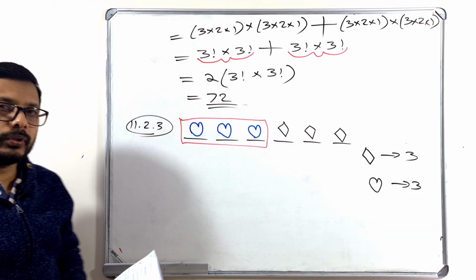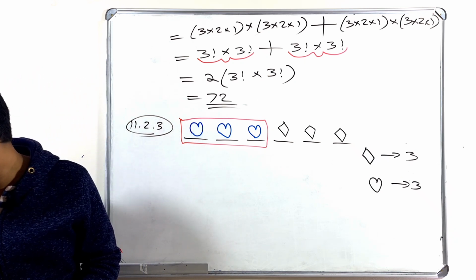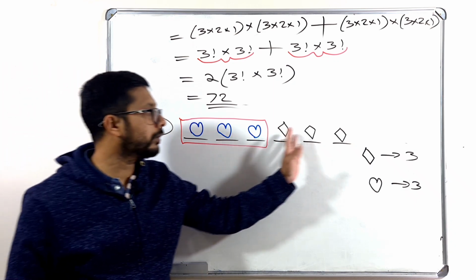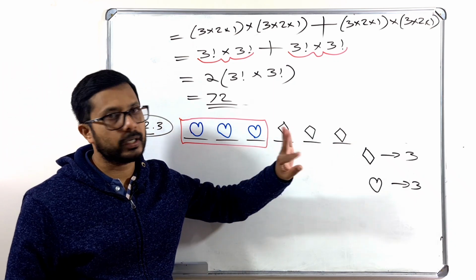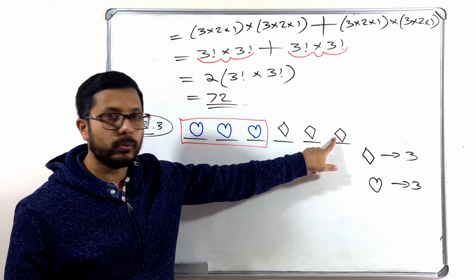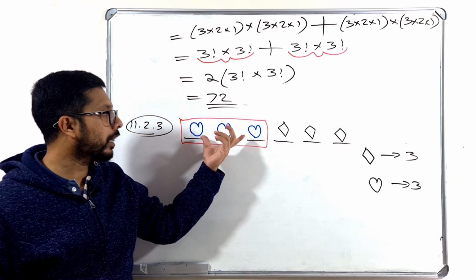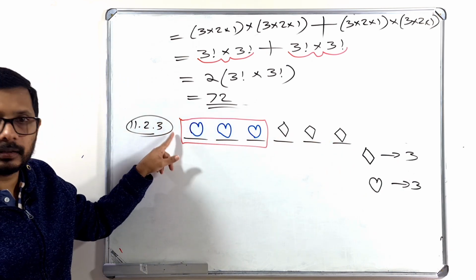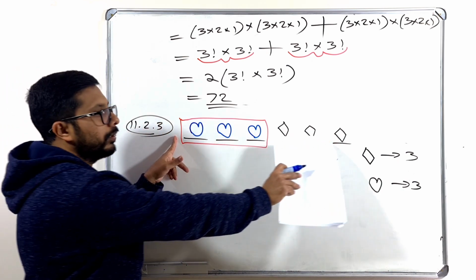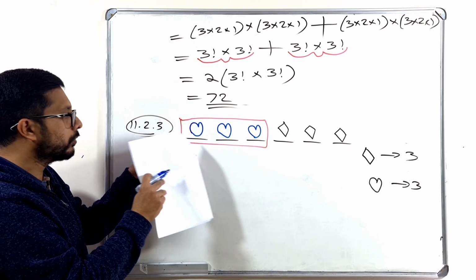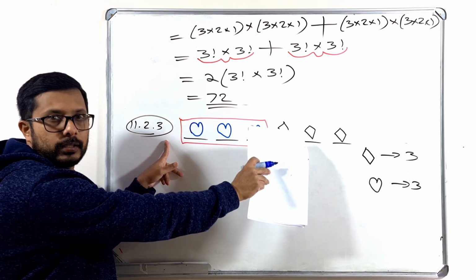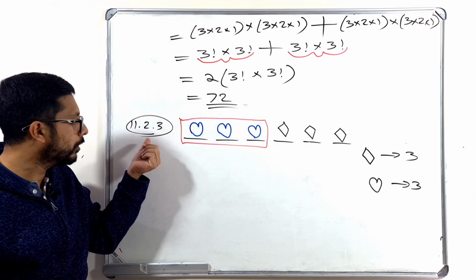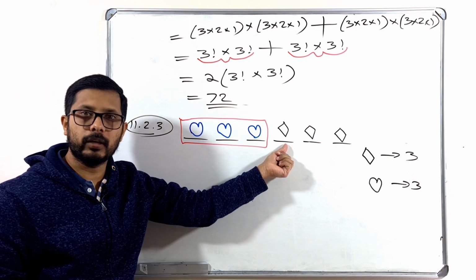Maybe some of you think that since these 3 hearts are together, the remaining 3 diamonds are together. It's not like that, because there is only one condition: these 3 hearts must be together. So there is no problem putting a diamond here, and then also only this diamond we can put here. So diamond, then 3 hearts, then 2 diamonds, or we can put these 2 diamonds here. Am I right? So 2 diamonds, then 3 hearts, then 1 diamond.